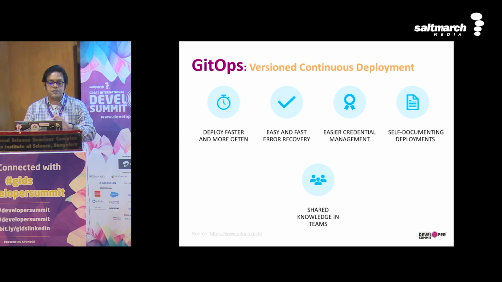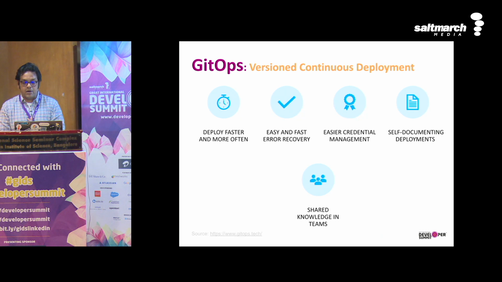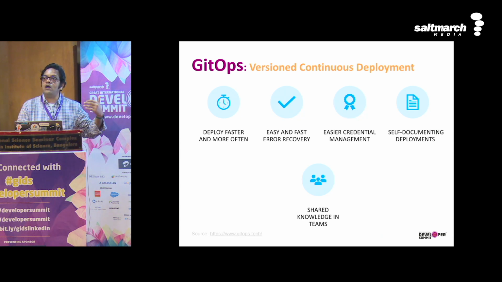So what GitOps basically means is still doing continuous deployment, but we are going to version the deployments. Every deployment is going to have a version so that it's easy for you to roll back and deploy faster. You're going to do deployments within the 15 minutes that we have right now. So, an easy and fast recovery as well, because when you want to roll back, all you have to do is go back to a previous tag and apply it again. It's going to apply.